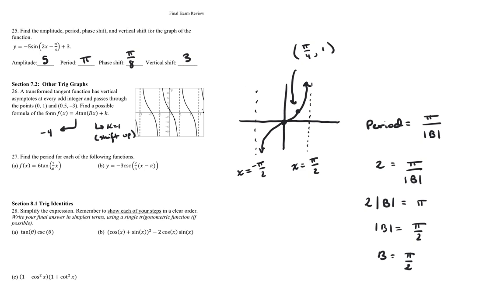Therefore, I can write my formula as f of x is equal to -4 tangent of pi over 2 times x plus 1 to represent that graph.